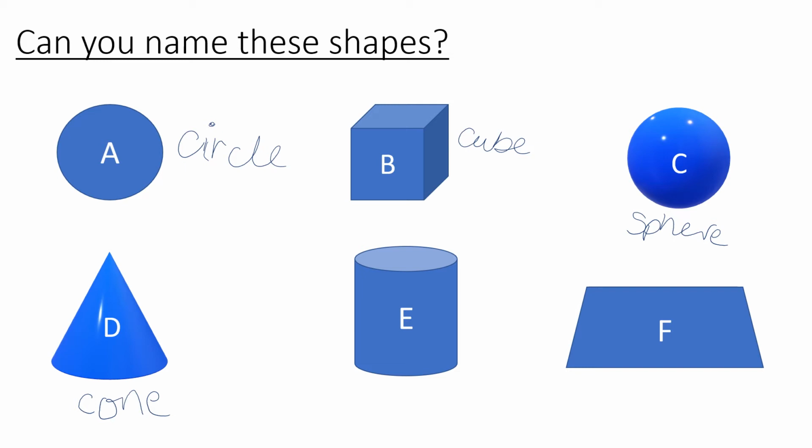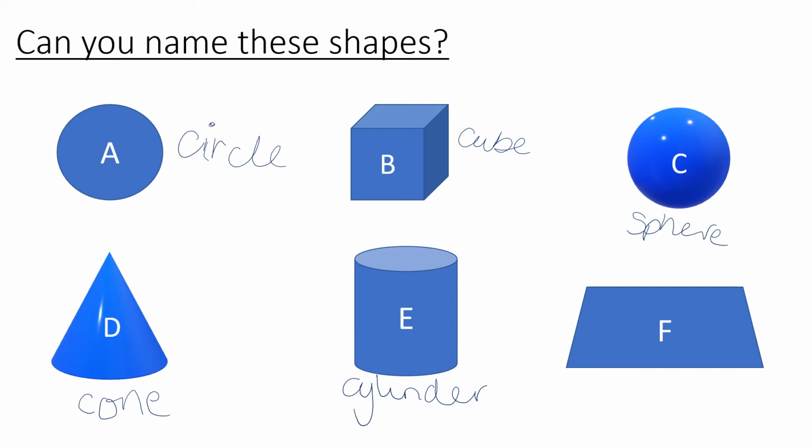E, again, we saw it was 3D. It's a cylinder. This one a lot of people struggle to spell, so just look carefully at what I'm writing. C-Y-L-I-N-D-E-R. And finally, F, true D shape.